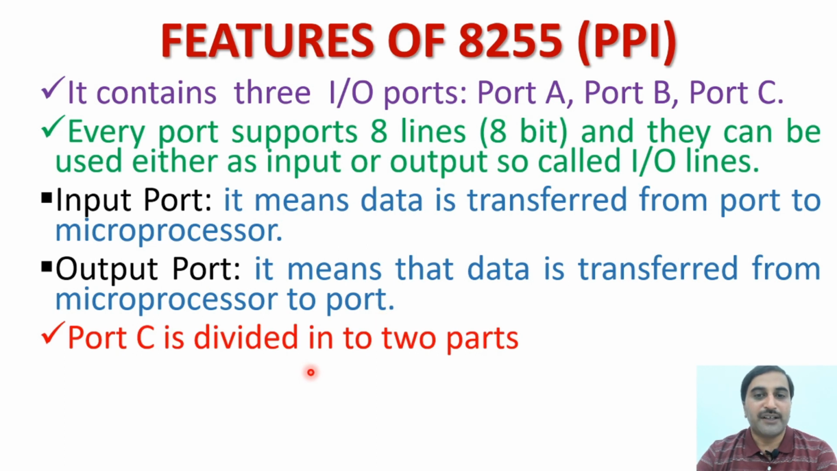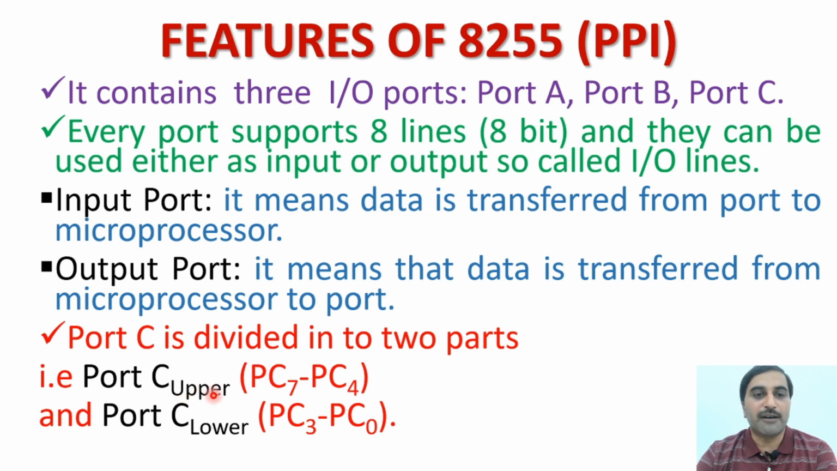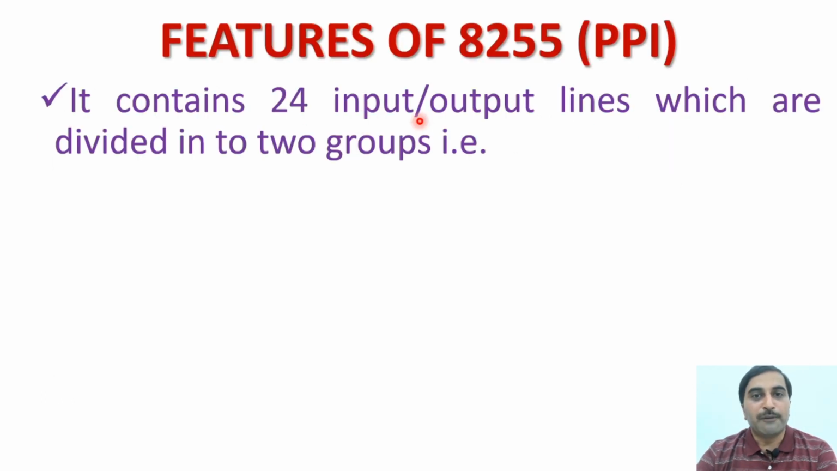Port C is divided into 2 parts, port C upper and port C lower. Port C upper has 4 lines from PC4 to PC7, and port C lower contains the lower 4 lines from PC0 to PC3. P stands for port and C stands for the type of port, that is, the C port. It means overall 8255 contains 3 ports, port A, port B and port C. Every port has 8 lines, which means that 24 lines are supported by the 8255. It contains 24 input-output lines.